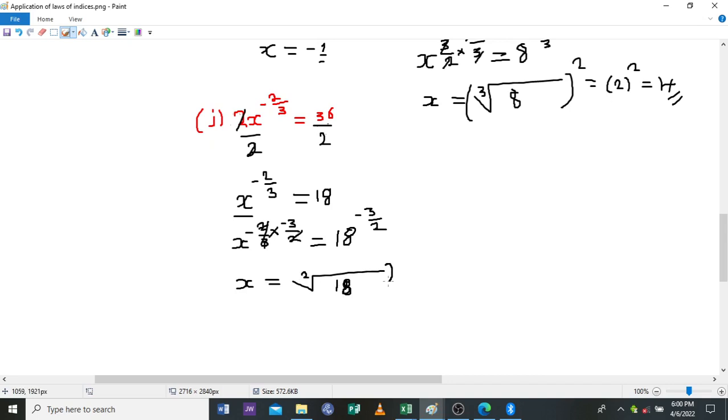You want the square root of 18, raised to the power negative 3. Now what does this mean? This means this can be written as that, right? You have 18 there. Now does 18 have a perfect square root? No. So you can just leave your answer in this form, or if you have a calculator, you can find the exact answer.